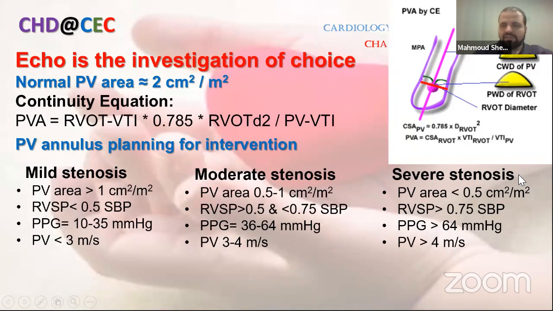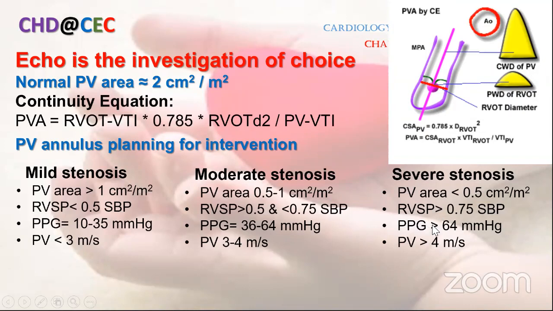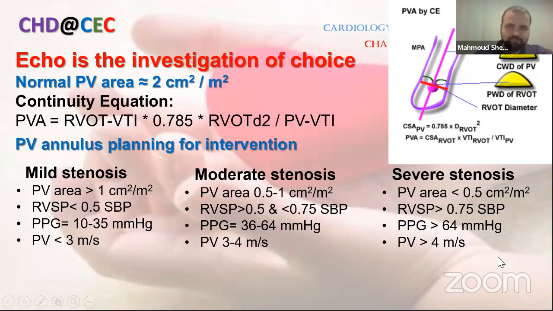In the case of severe stenosis, the pulmonary valve area is less than 0.5 centimeter square per meter square. The right ventricular systolic pressure is more than 3/4 systemic blood pressure, or almost suprasystemic in case of critical pulmonary stenosis. The peak pressure gradient is more than 64, and the velocity across the pulmonary valve is more than 4 meters per second.